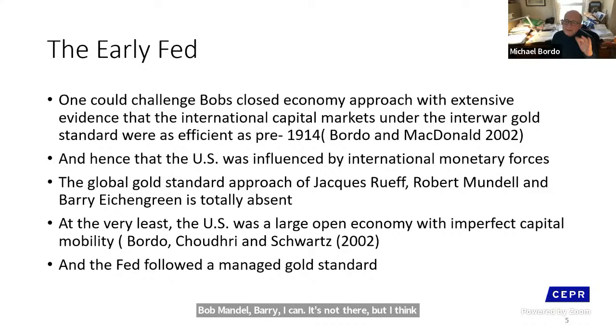And at the least you could say is the US is a large open economy with imperfect capital mobility, as I discussed with Anna Schwartz and Chowdhury a long time ago. And the Fed really followed a managed gold standard. This gets back to Friedman and Schwartz. Next slide.